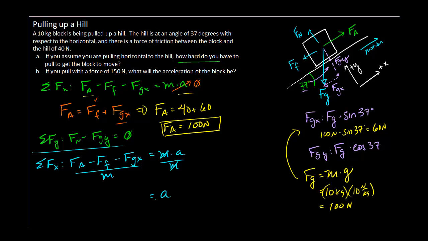Now I can plug in numbers and do a little math. To save space, I'm just going to write them in up here. My applied force is going to be 150 minus my friction force of 40 minus my x piece of gravitational force, which is 60. So I have 150 minus 40 minus 60, divided by the mass, which is 10. This gives me 50 divided by 10, which equals 5 meters per second squared.